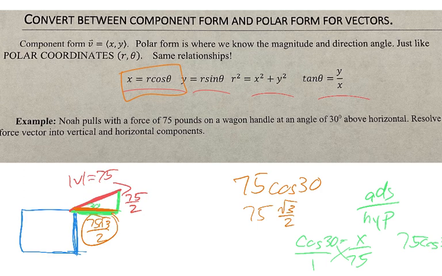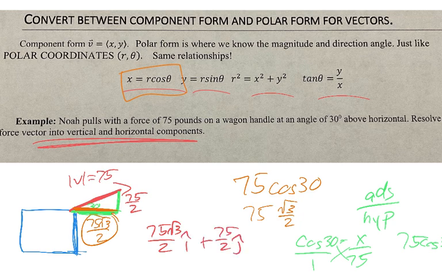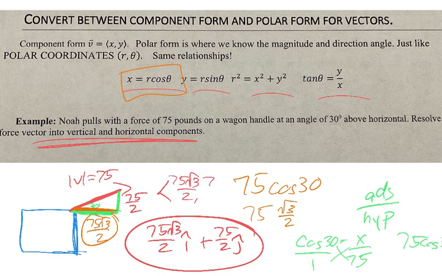Do I need to go over how to do that one? Is everybody okay? So now then, to write it in its vector form, I would write 75 radical 3 over 2 i hat plus 75 over 2 j hat. Or you could write it, depending, I don't know how they want this, as 75 radical 3 over 2, comma, 75 over 2 with those pointy parentheses. Right? Those mean the same thing. One of them just has i and j.